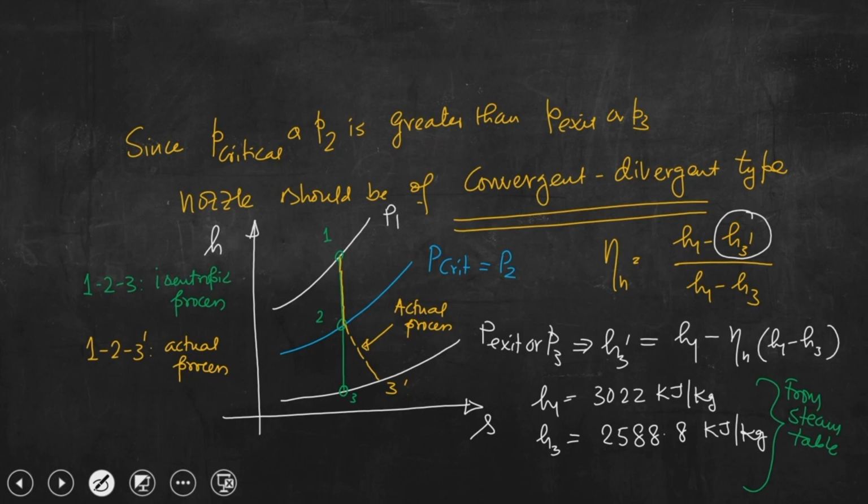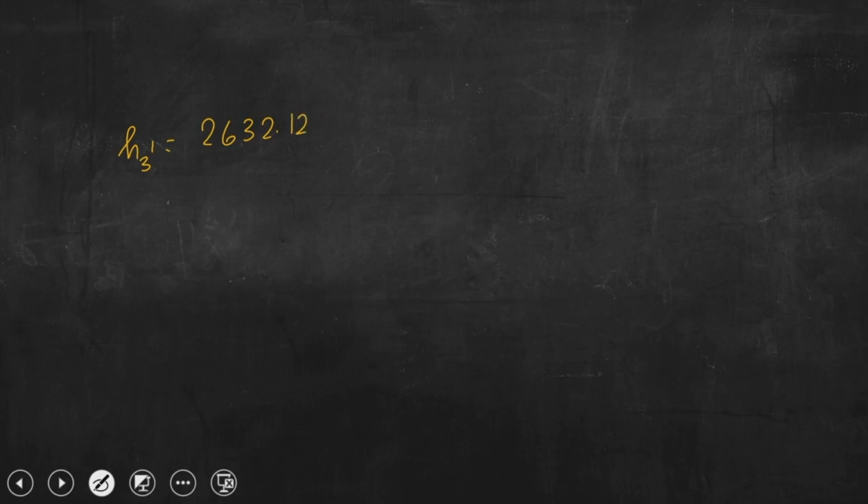So, we have calculated. Now, if we plug in the value of H1 and H3 over here, and this is 0.9, then we can get H3 prime. So, H3 prime will be equal to 2632.12 kilojoule per kg. I am writing straight away the value of H3 prime. Okay.